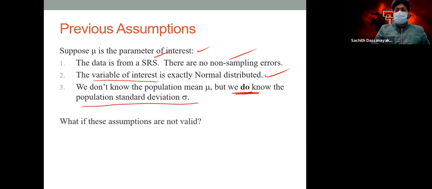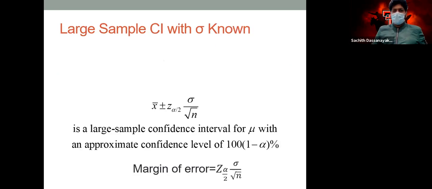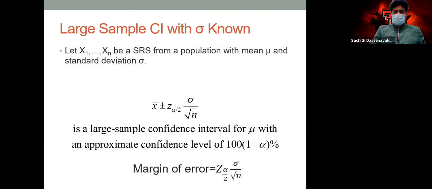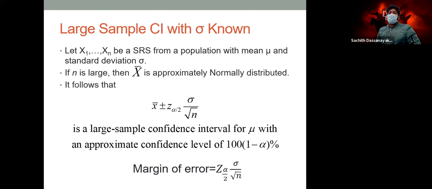What happens if one of these fails? If it violates one of these, we can still use our techniques, but with a few adjustments. Okay, if we have a simple random sample and n is large, but they haven't mentioned that our population is normally distributed.